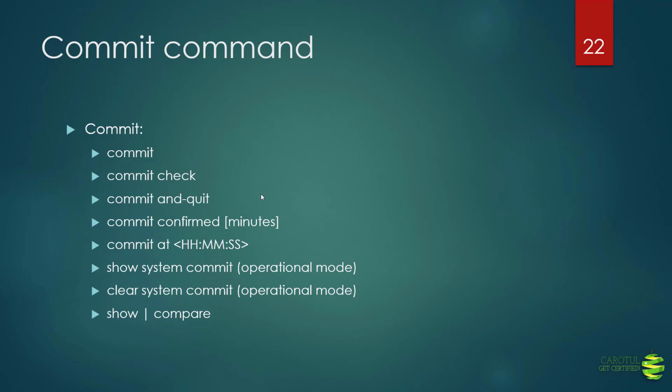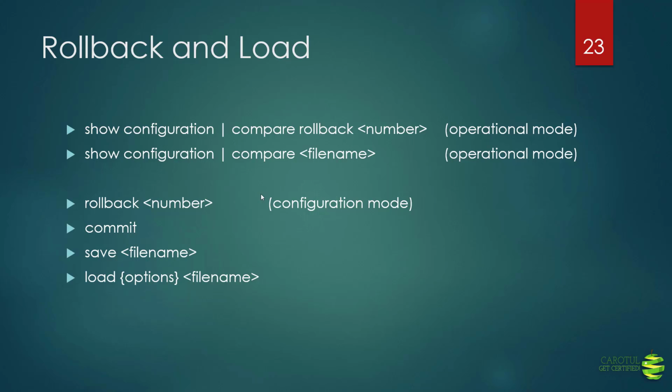So these commands allow you to check if somebody has scheduled a commit, and if you want to remove that schedule, you can use clear system commit. And of course show compare shows you the candidate configuration before you commit it, so you can check it one more time. So very useful commands.